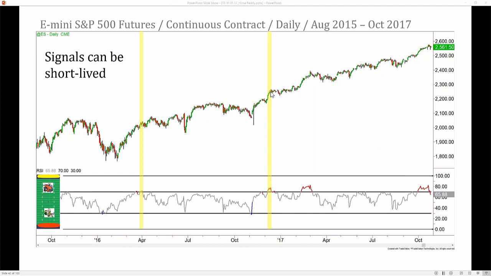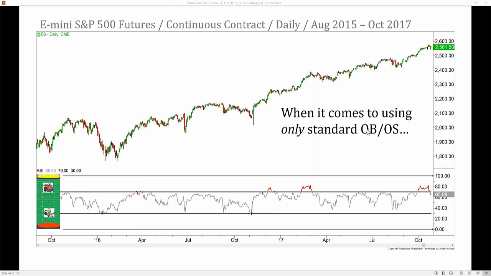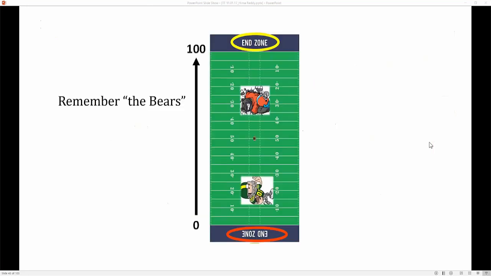So given these challenges and others of the RSI and its traditional approach, there's a gentleman named Andrew Cardwell who actually came up with what I'm about to show you, and I learned about it in my CMT studies. But like I said, I've been using it on my own for many, many years and have visually presented it in a way that I think makes it even more usable, okay? So when it comes to using only the standard overbought, oversold, let's just call BS and move on from it.